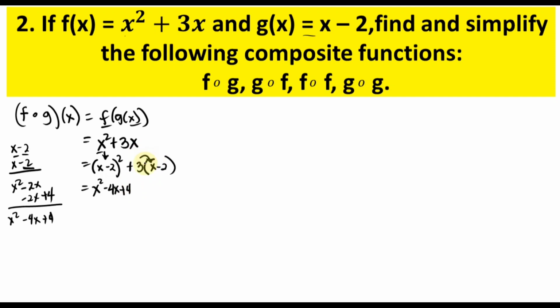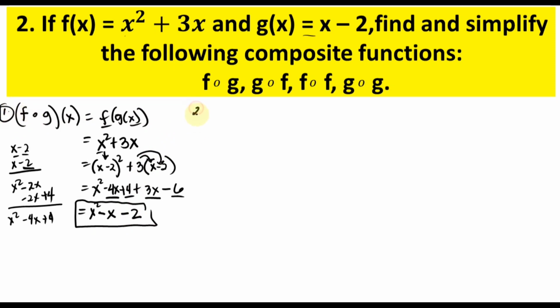Then ito distribute, plus 3 times x, that is 3x, then 3 times negative 2, that is negative 6. Then simplify or combine like terms. So x squared, negative 4x plus 3x, that is negative 1, so that is negative x. Then 4 minus 6, that is negative 2. So thus the composition of f with g of x equals x squared minus x minus 2. So that is number 1.